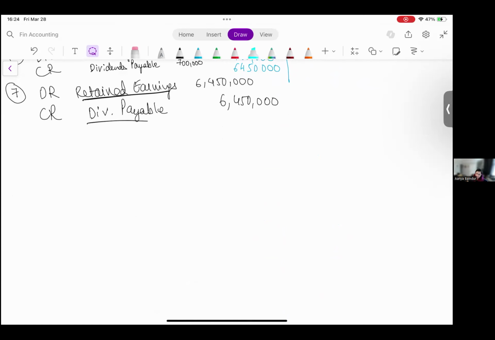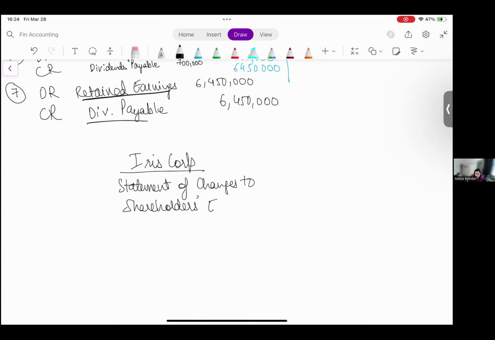So if you go back to your first lesson, you'll remember that the very first thing that you do when you're making a statement is you write down the name of the company. Let's check the name of the company here. It was Iris Corp. Followed by the name of the statement. So, statement of changes to shareholders equity.